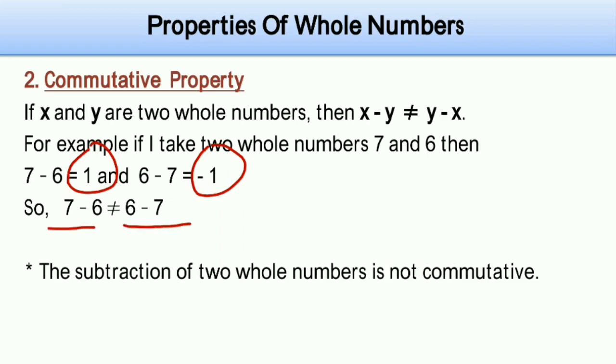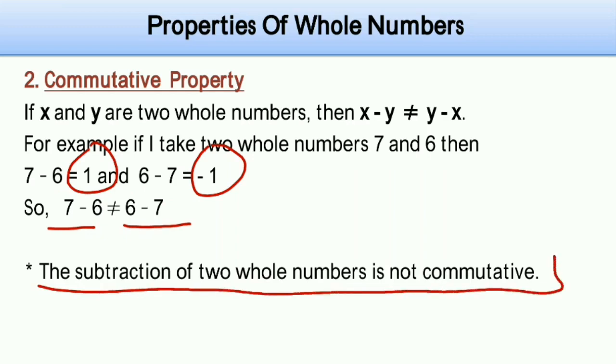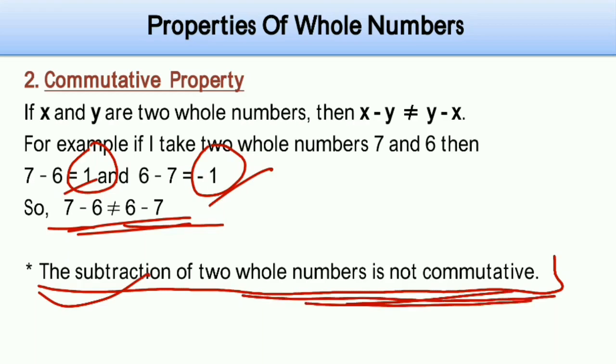So we can't change the order of the numbers in subtraction. We will say that the subtraction of whole numbers is not commutative. If the result were the same even when we change the order, then we could say the operation is commutative. But for subtraction it is not possible. If we change the order, then the answer differs. It means the subtraction of whole numbers is not commutative.